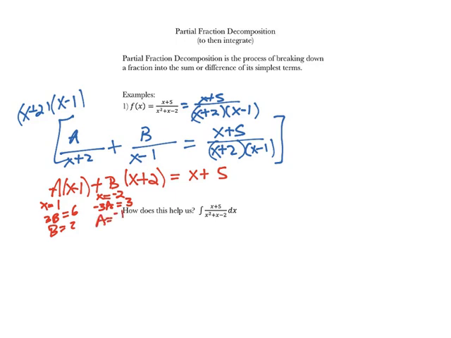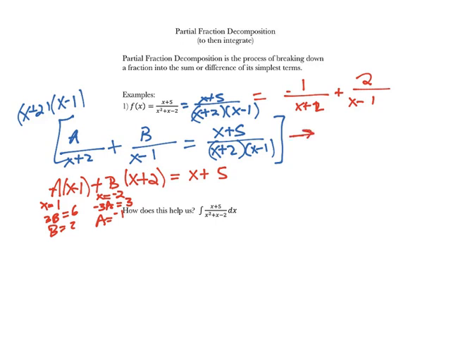So what I'm then saying is that this fraction that I started with, x plus 5 over x squared plus x minus 2, came from negative 1 over x plus 2 and 2 over x minus 1.